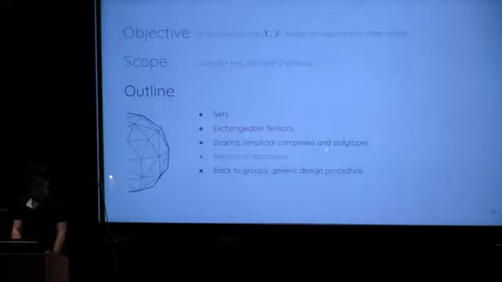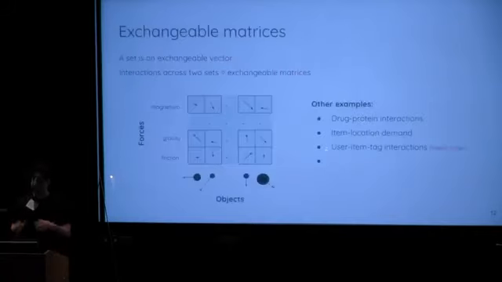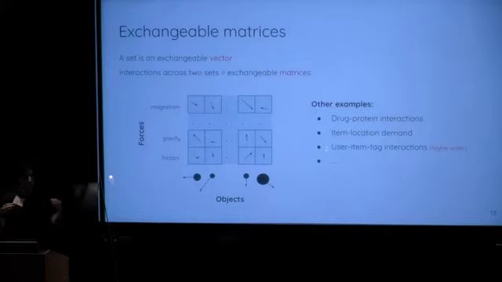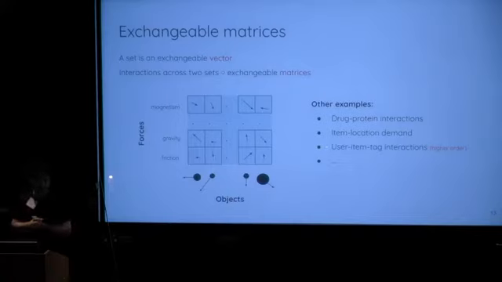So, all right, exchangeable tensors. This is the next example. You can think of the set as an exchangeable vector. So the next logical step is to get a matrix and say, all right, I want exchangeability on both sides of this matrix. For example, I want to model the interaction of different forces and different objects. Or I want to model the interaction of protein and ligands. Or I want to model the interactions of users, items, and tags.